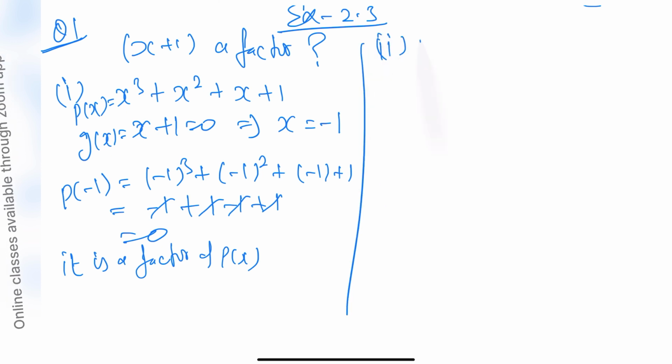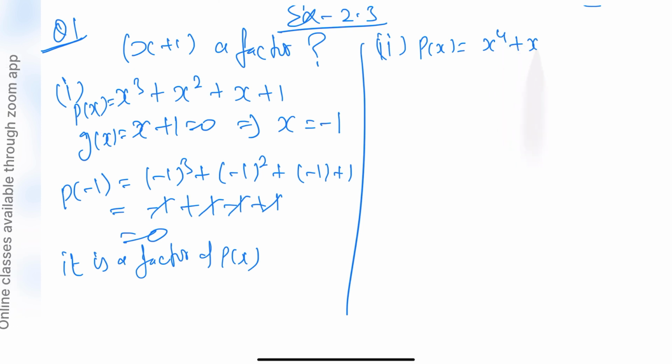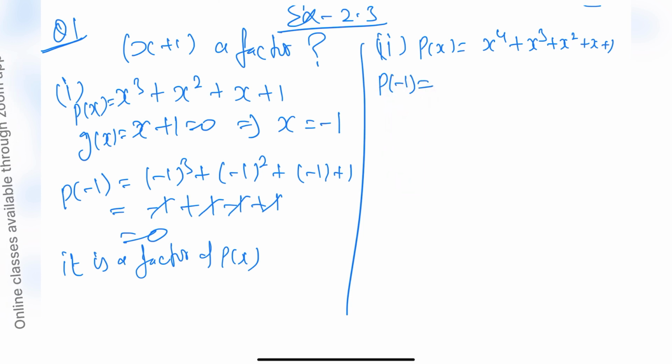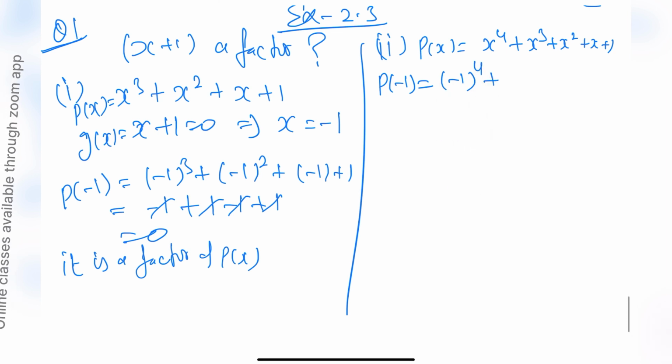Second part is p of x is equal to x raised to the power 4 plus x cube plus x square plus x plus 1. So again we will find p of minus 1. If it makes it 0, then it is a factor, otherwise not.